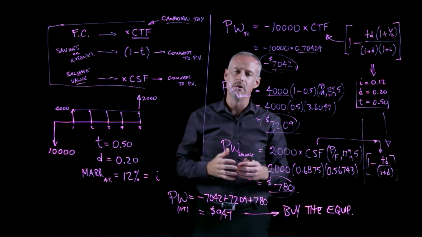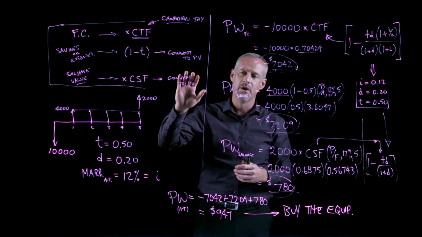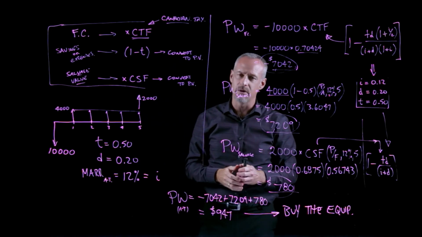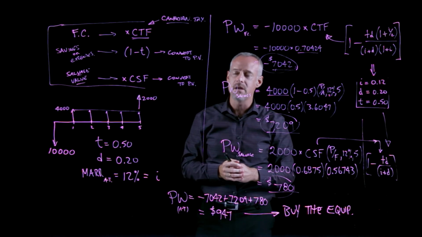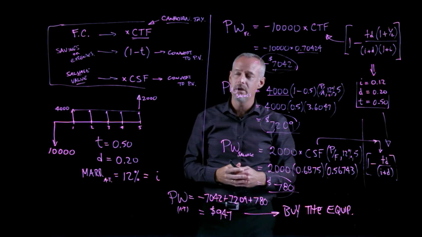So the procedure for an annual worth analysis is very similar to the procedure for a present worth analysis using the capital tax factor and capital salvage factor. But both of these factors will save us a lot of time in especially determining the tax-related effects due to the depreciation of an asset.